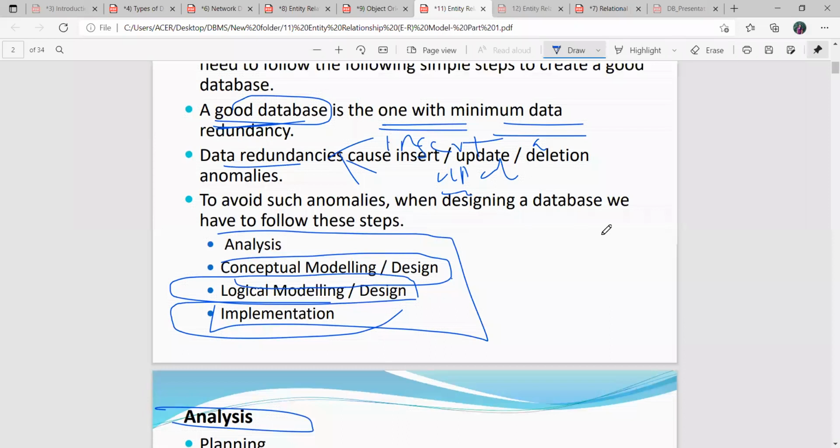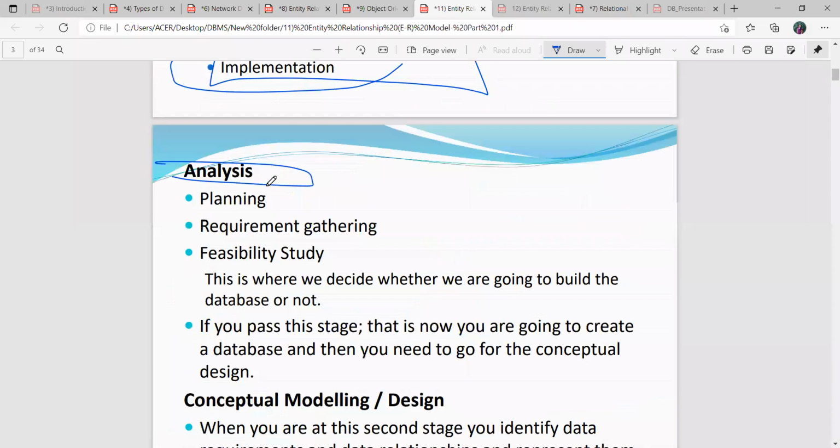This is about analyzing. The analysis phase consists of 3 parts: planning, requirement gathering, and the feasibility study. So the analysis phase consists of planning, then requirement gathering, then feasibility studying.